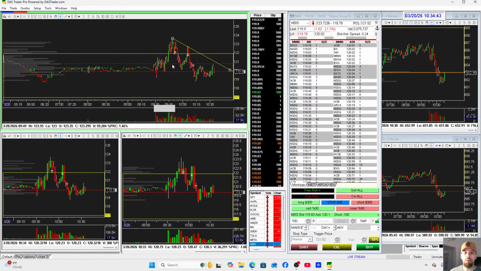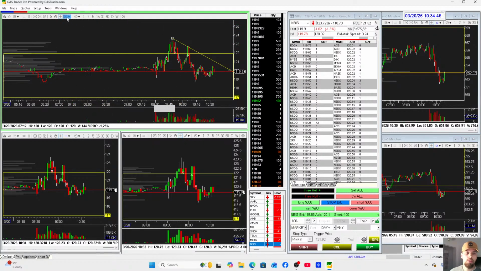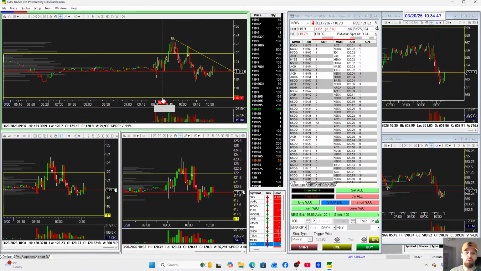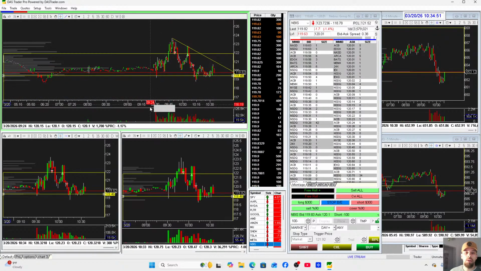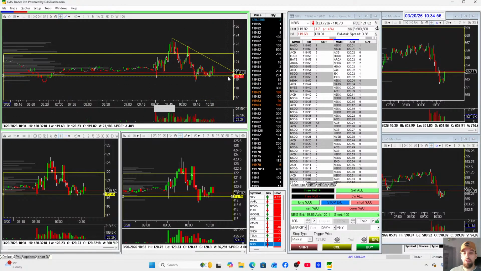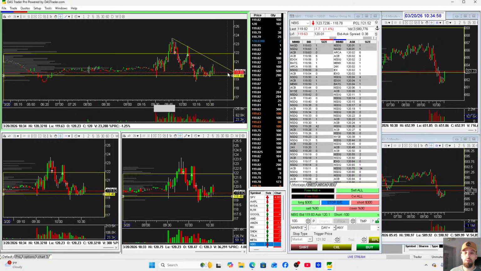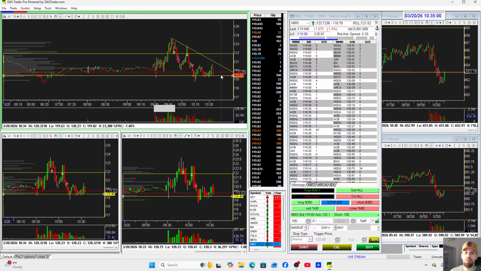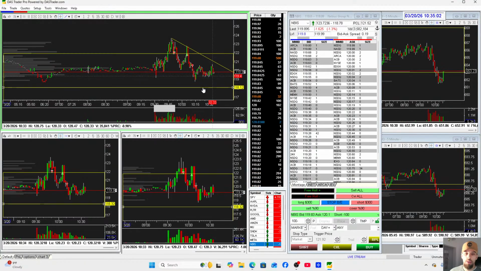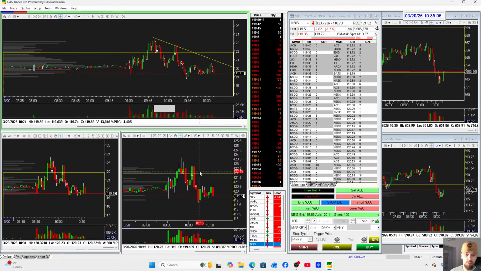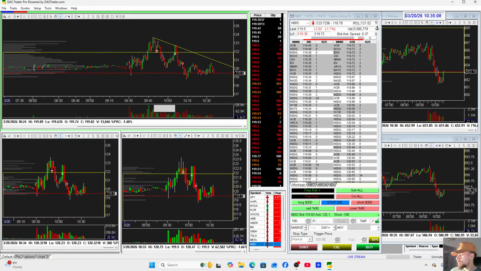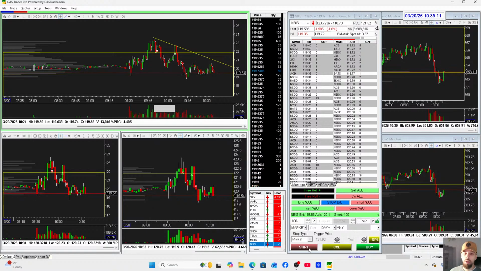Seems like we're making a really big wedge now. If we were to draw a triangle here, it's looking like this. Price may take its sweet time making a really big wedge before it makes its next big move. Okay, seems to be quite a bit of selling pressure here. I think I'm going to add to my position here.